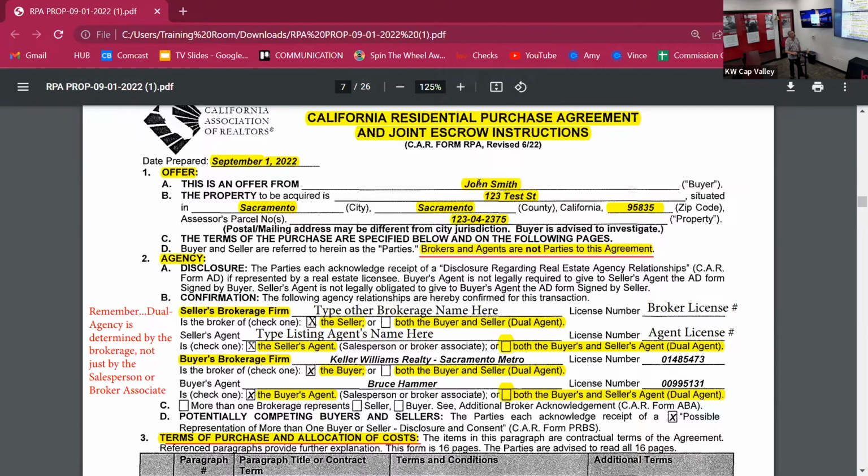It's an offer from John Smith, the buyer. These forms are really easy to fill in. I mean, all the fields are really self-explanatory. The way you get into trouble with this type of form, though, is it lulls you into a sense of confidence.